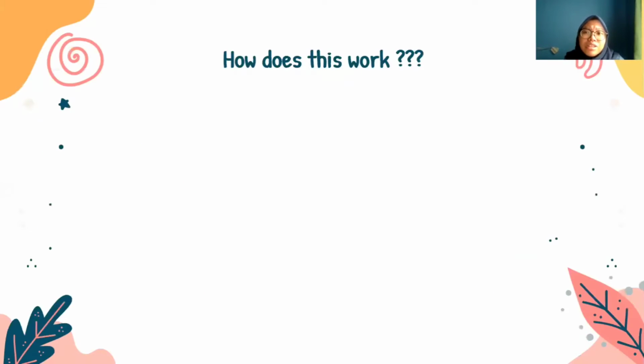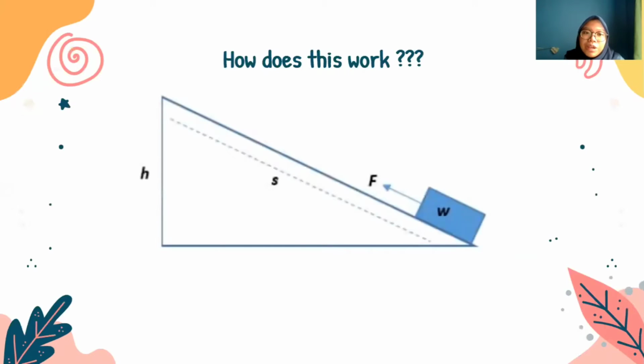So how does this work? Because it has a lower and a higher point, it has a distance and a height. So the force is directly proportional to the weight and the height.